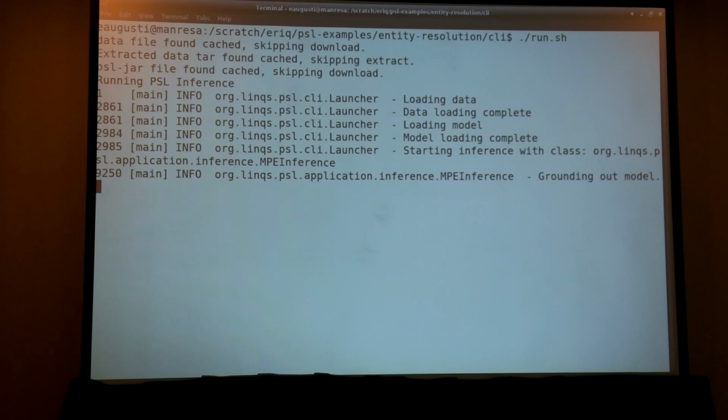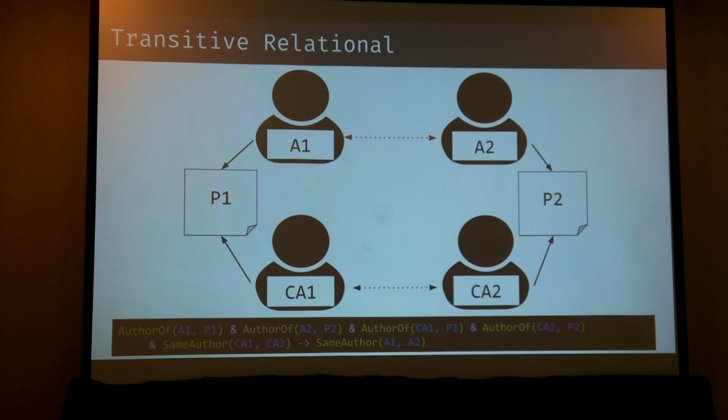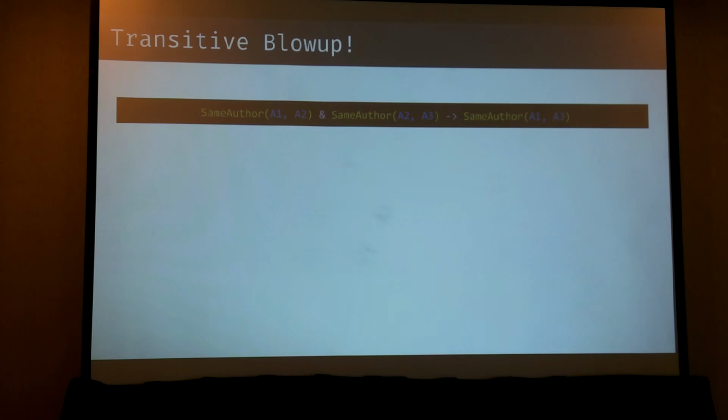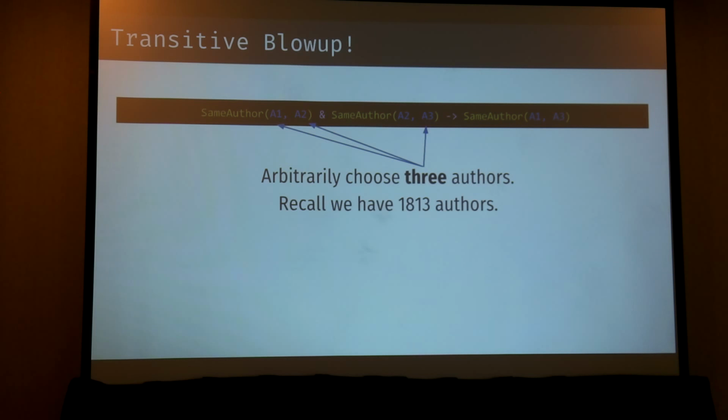So what happened? We can't really add in these new rules until we fix this issue. Why did our model take so long? We just added one rule, that one transitive rule. Let's look at the situation. In this rule, what are we doing? We're looking at whether three authors are the same. To do that, we first have to arbitrarily choose three authors. And recall that we have about 1,800 authors. We arbitrarily choose three authors from that set of 1,800. Oh, we got about 1 billion ground rules. Jackpot.